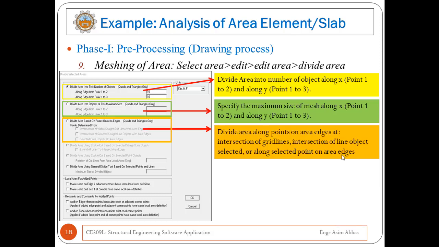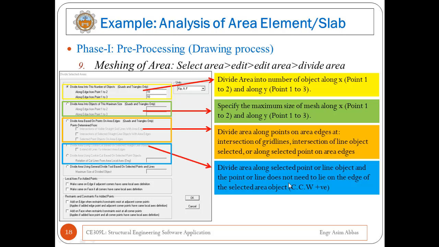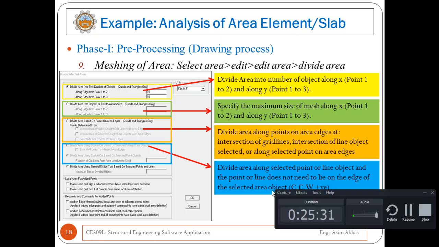In the third option, you can divide your area along points on the area edges, either in the form of intersection of grid lines, or in the form of intersection of line objects, or in the form of other points that are selected along area edges. In the next option, you can divide the area along a selected point or line object, and the point or line does not need to lie on the edges of the selected area object.